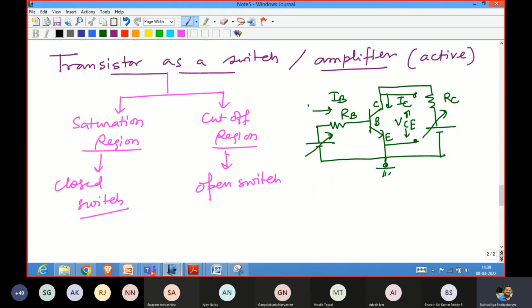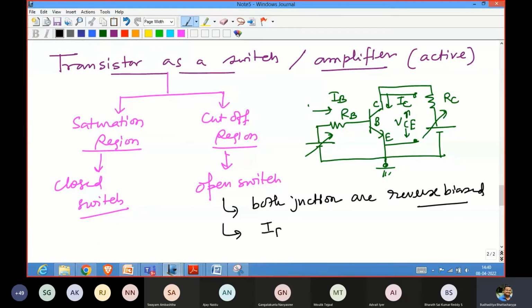Now in this case, when we are looking at the cutoff region, what happens is that we are keeping both the junctions, please make a note of this, both the junctions reverse biased. So that means the collector to base and emitter to base, both the junctions are reverse biased. Ideally, reverse bias means that a very small minority current will flow, which is basically the leakage current we have told you.